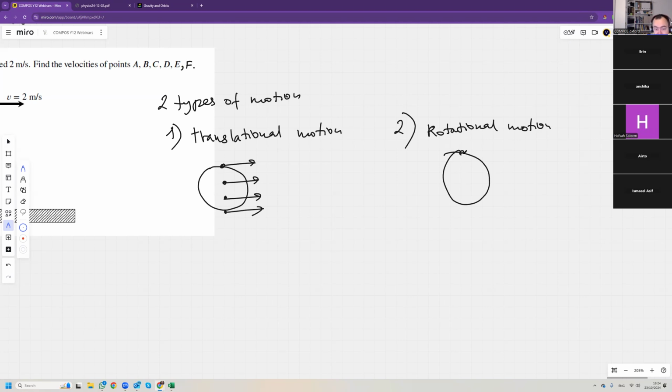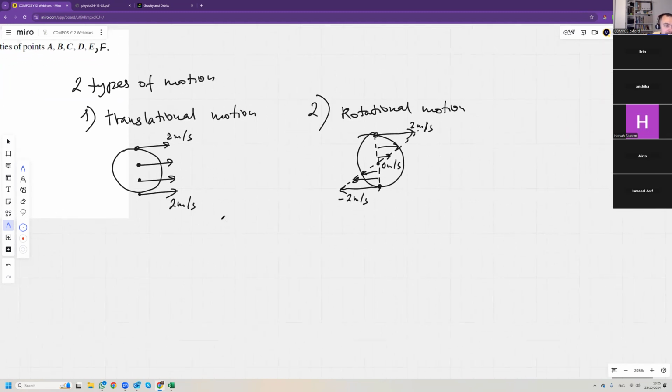So here, different parts of the wheel move at different speeds. Like this, the center is not moving. This part of the wheel is moving backwards. So basically, some parts of the wheel are moving to the right, some to the left. However, this is 2 meters a second, and this is 2 meters a second. Now, the bottom one is minus 2 meters a second, and this is 0 meters a second. So if you want to add the two, you have to add the translational motion and the rotational motion.